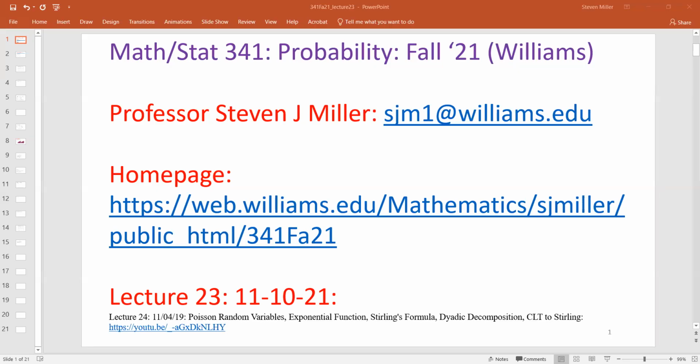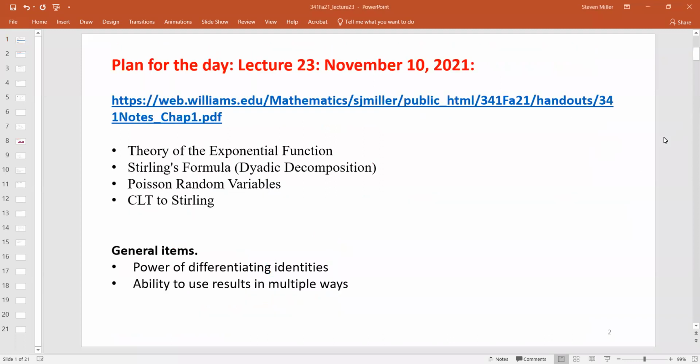All right, so welcome to MathStat 341 probability. And what we're going to do today is we are going to talk about the theory of the exponential function. Have we proven the basic properties of the exponential function in this class? You did? Okay, I didn't think we had.